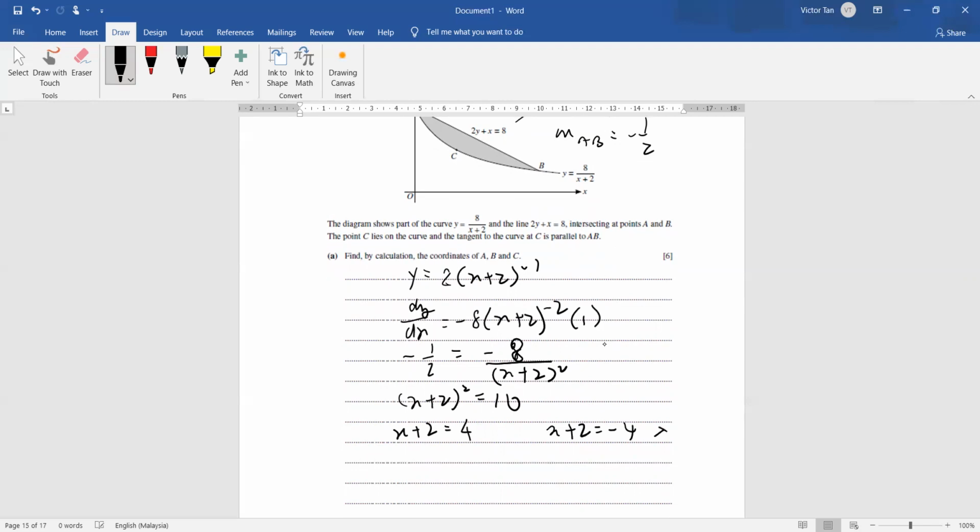So I'm not going to solve this one, I'm just going to solve this one. So x is 2. y is 8 over (2 plus 2), which is equal to 2. So the point C is (2, 2).